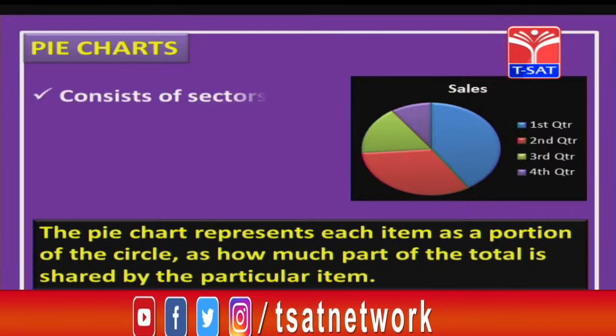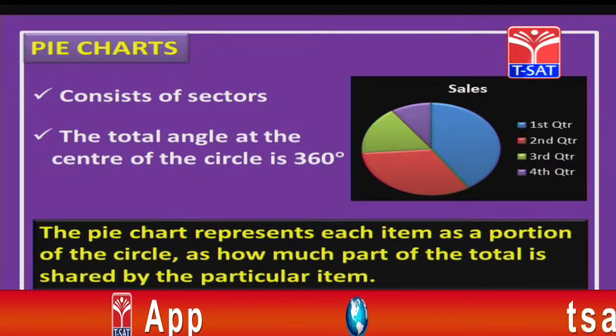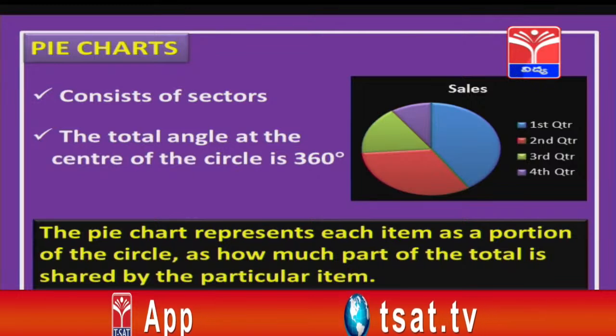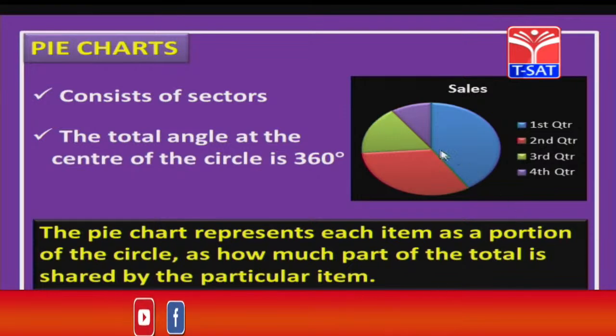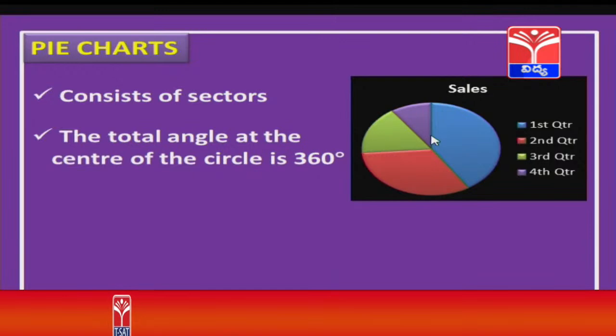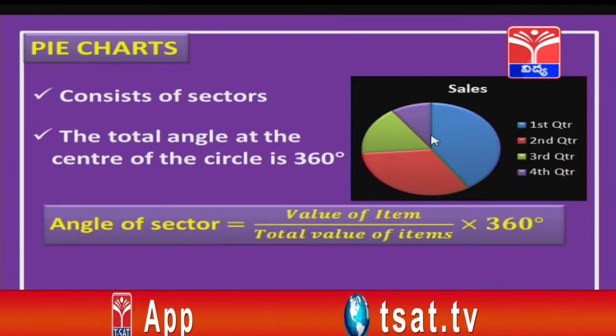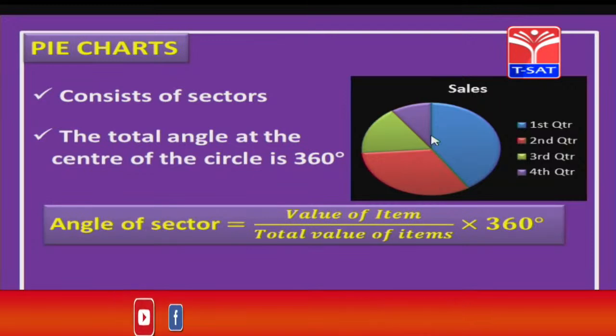Okay, children. So, a pie chart basically consists of sectors, and what is the angle at the center of the circle, children? Yes, it is 360 degrees. That means exactly at this point, if you notice, this is the center, and this complete angle is 360 degrees. The angle of a sector is calculated by the formula: value of the item divided by total value of the items, into 360 degrees. Now, let us start calculating the angles.